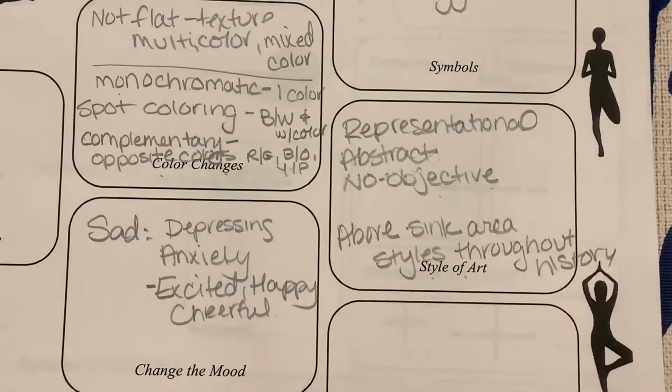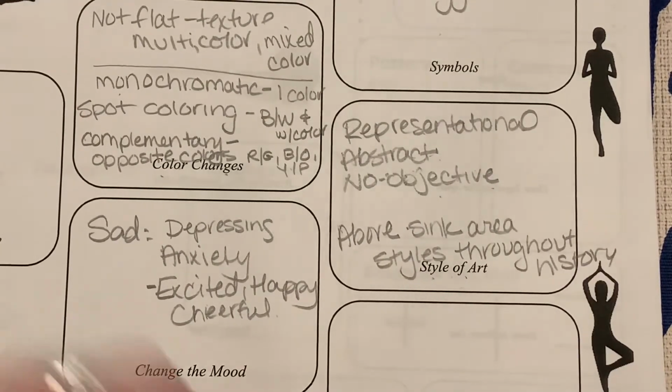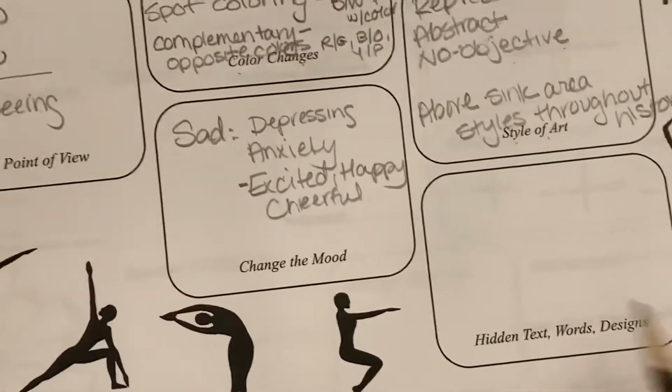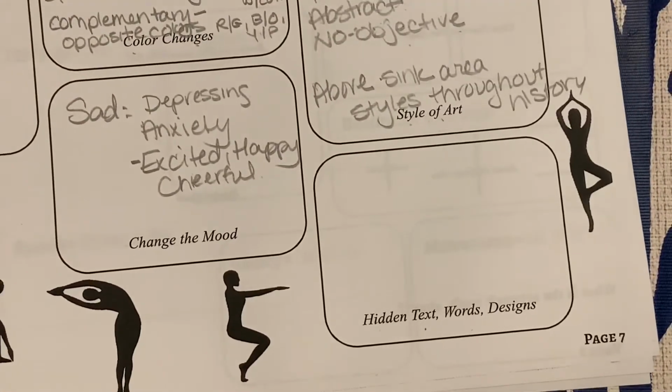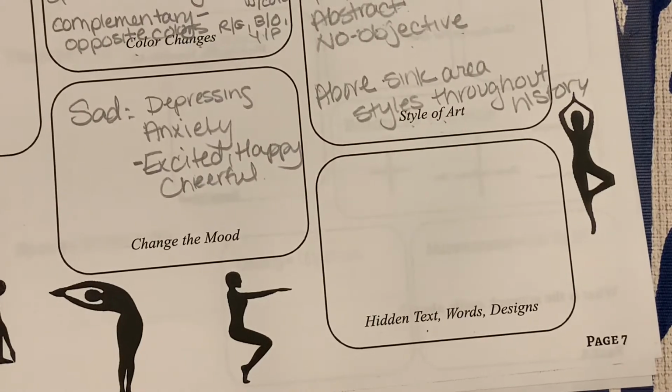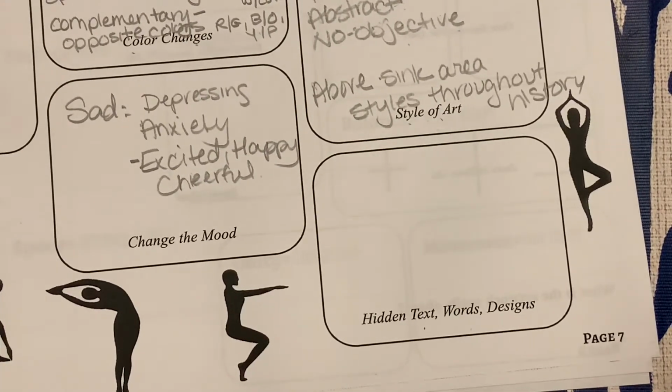All right, last one. All right, here we go. Hidden text, words, and designs. Now, a lot of times people feel like once they draw something, that's it, okay? That you don't have to add anything else. But believe it or not, you could put a lot more, all right? You could put hidden text in.